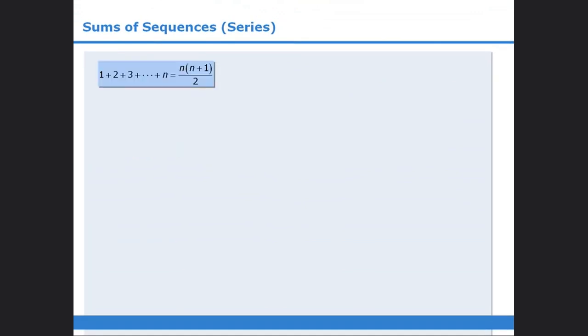Okay, let's summarize. In this lesson, we learned the formula for finding the sum of integers from 1 to n, and we learned the formula for finding the number of integers from x to y inclusive.